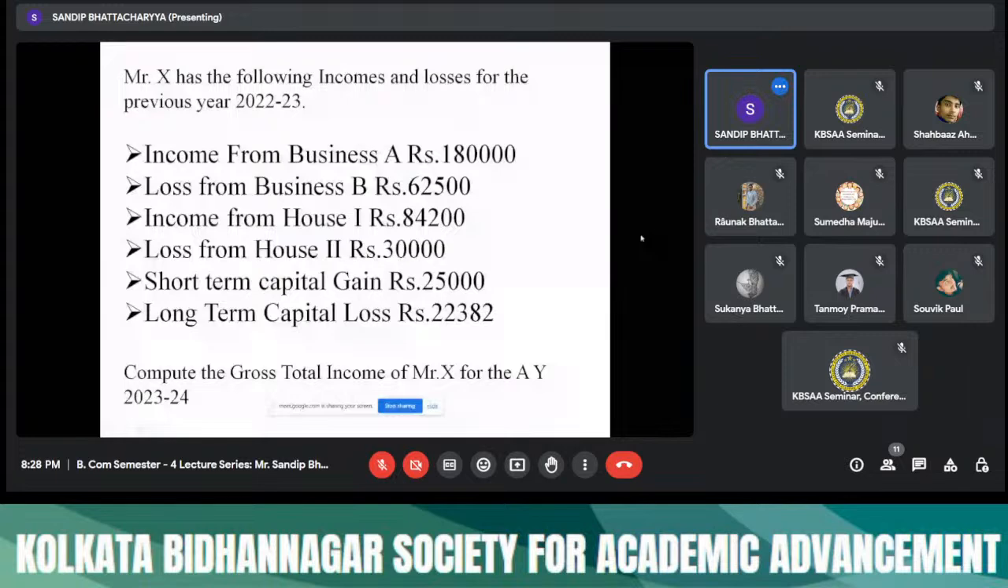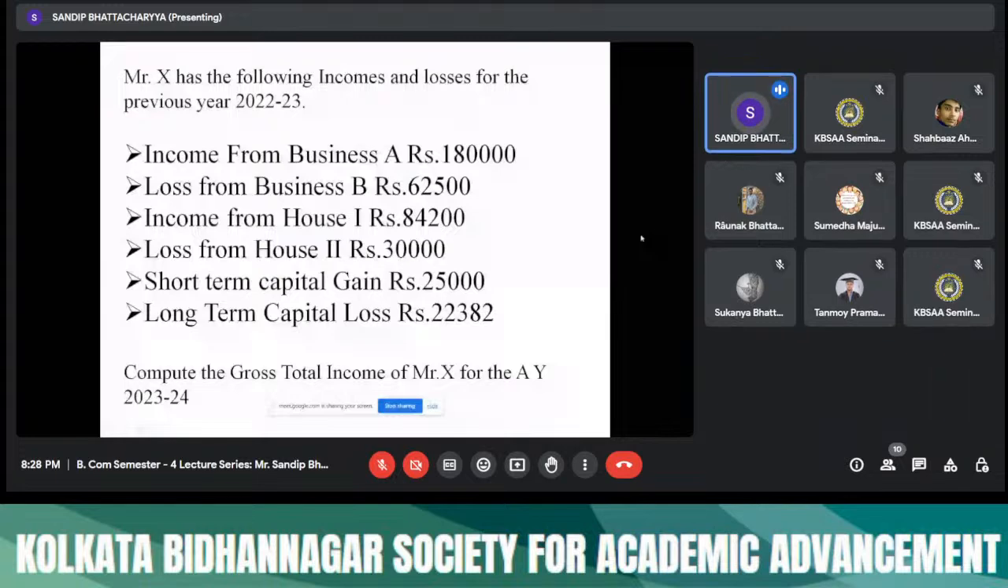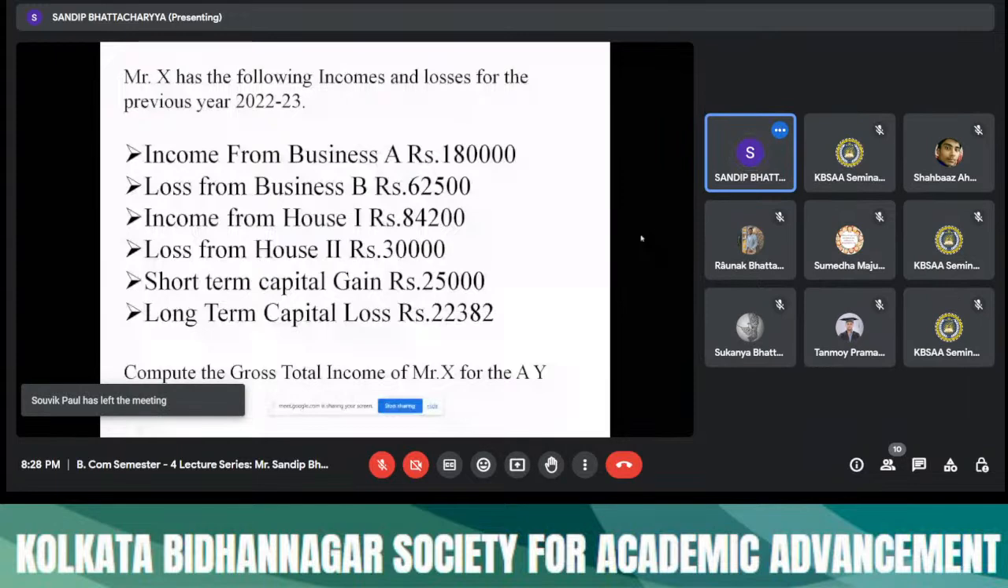Just you see, income from business A 1,80,000, loss from business B 62,500. Income from house 1 is 84,200, loss from house 2 it is 30,000. Short term capital gain it is 25,000, long term capital loss it is 22,382. এখানে আমি কোনো ডিডাকশন রাখিনি, আমি স্টেপ বাই স্টেপ এগিয়েছি। So compute the gross total income of Mr. X for the assessment year 23-24.